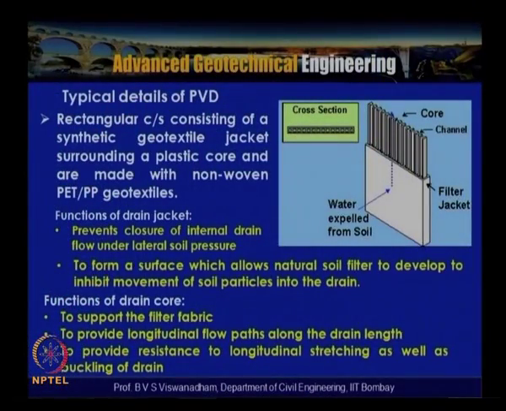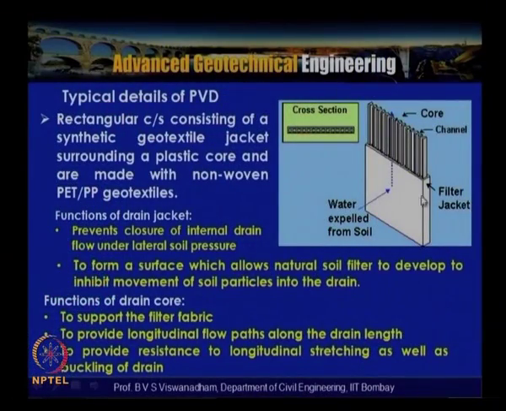So, that is the prime function of the drain jacket, and the other functions of the drain core are to support the filter fabric. That means that it provides the longitudinal flow paths along the drain length, and provides resistance to longitudinal stretching as well as buckling of the drain. So, with the presence of the drain core, it resists the longitudinal stretching as well as the buckling of the drain.